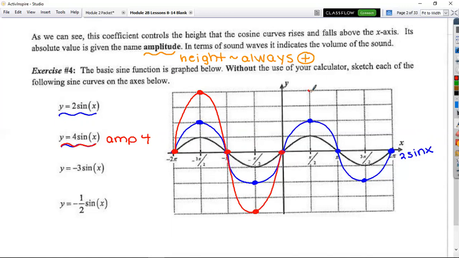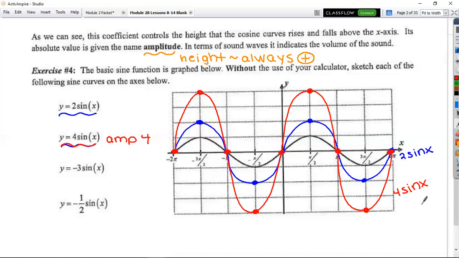All right, up to 4, and 0, and down to 4, and back to 0. Nice little change of pace for you to be able to draw. All right, so this one was 4 sine of x in red. Okay. We'll just do one more. We will do -3 sine of x.